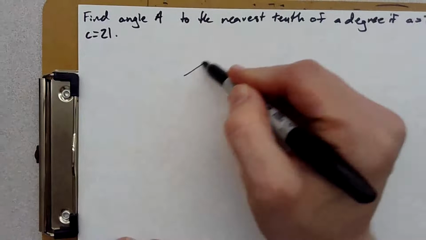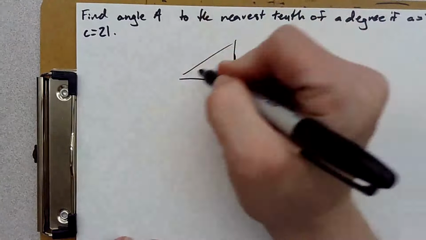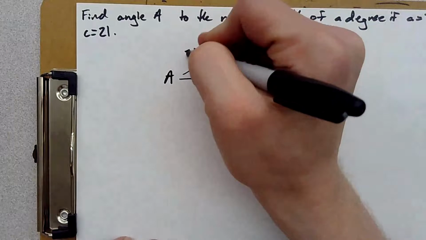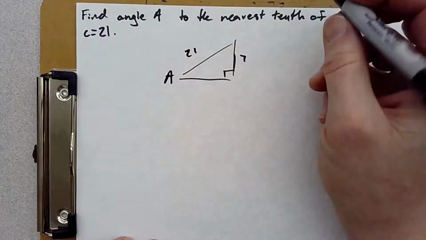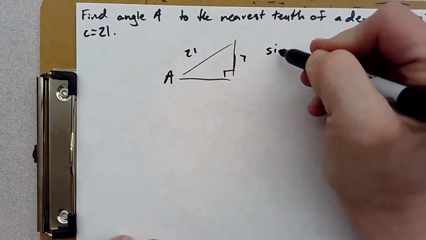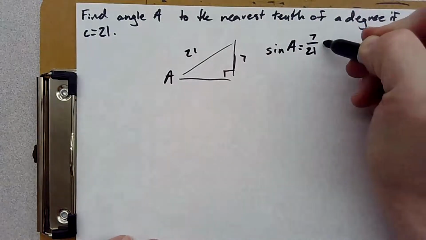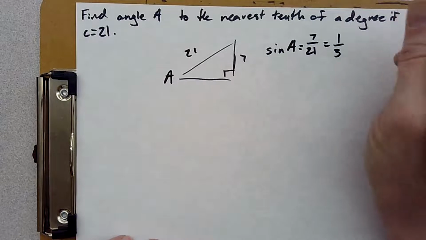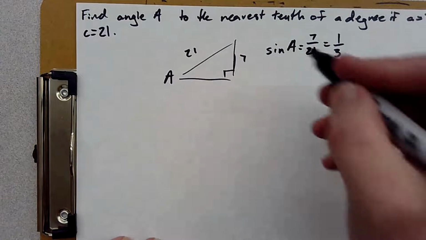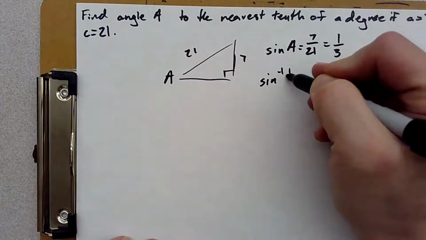Since we know we've got this triangle, here is angle A, this side is 7 and this side is 21. We've got 7 over 21, so that's sine, or opposite over hypotenuse. Sine of A equals 7 over 21, which is 1/3. Now, we can take the inverse sine of 1/3.